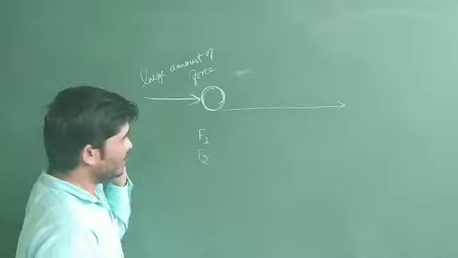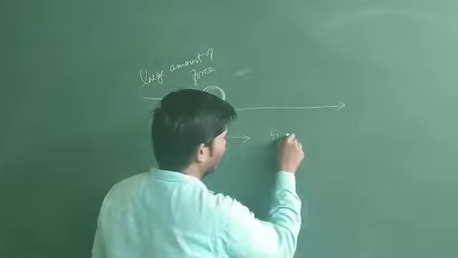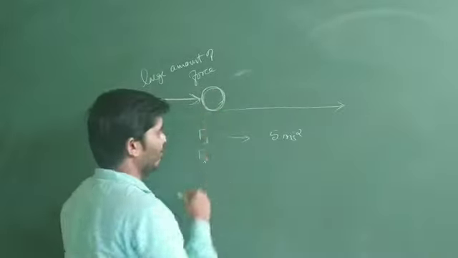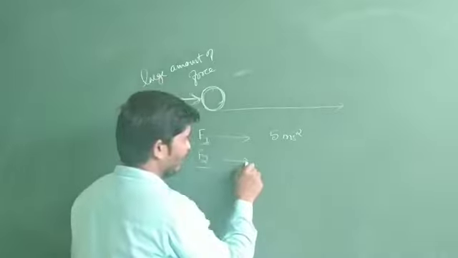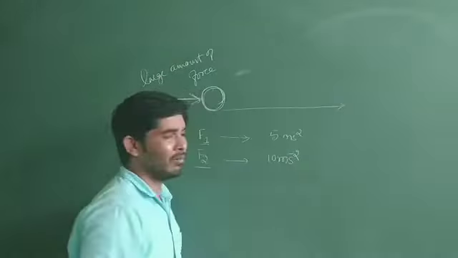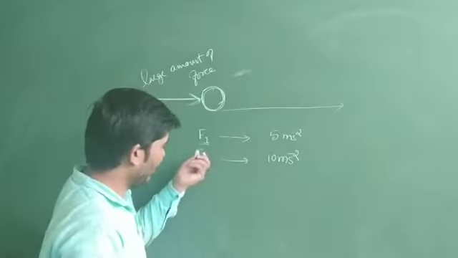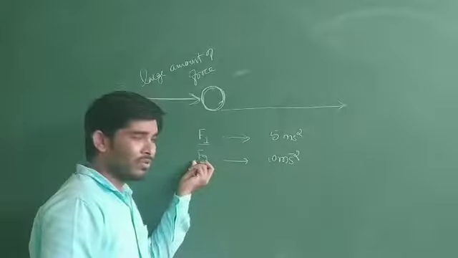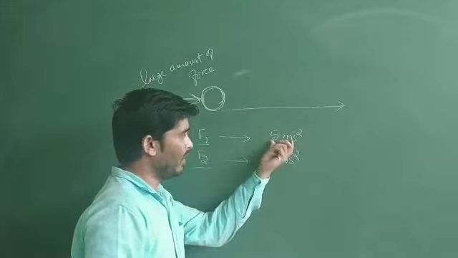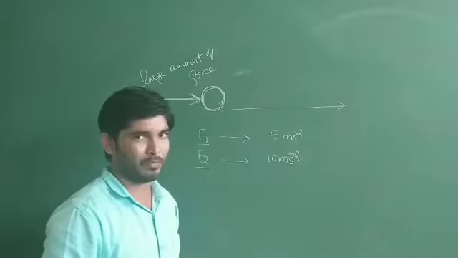Right? So here just assume the force F1 produces an acceleration of 5 meter per second square in the tennis ball, and the force F2 produces an acceleration of 10 meter per second square in the ball in the same interval of time. Then what happens here? The magnitude of force F2, which produces 10 meter per second square, is twice the magnitude of F1, which produces 5 meter per second square.